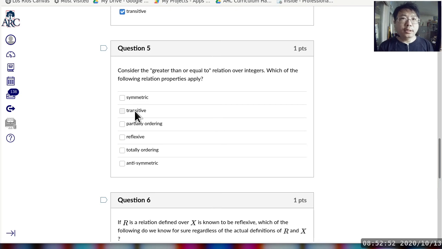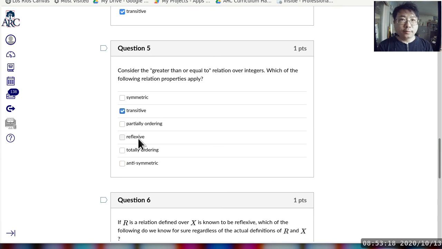Yeah, it is transitive. If A is greater than or equal to B and B is greater than or equal to C, does that imply A is greater than or equal to C? The answer is yes. Okay, it is transitive. We cannot quite answer the question of whether it's partially ordered, because just being not symmetric is not enough to disqualify as partially ordered. So now we move on to reflexive.